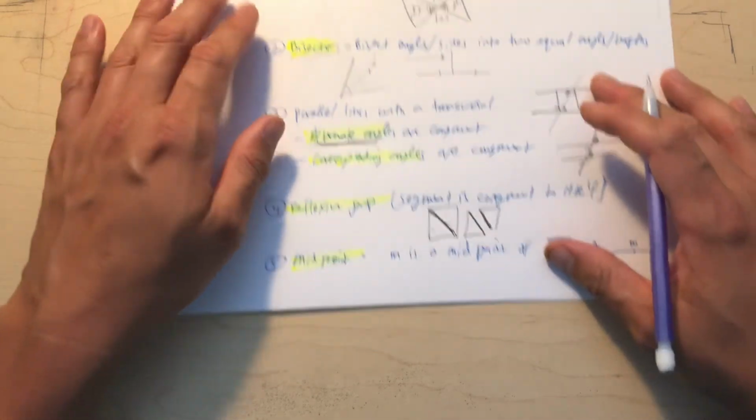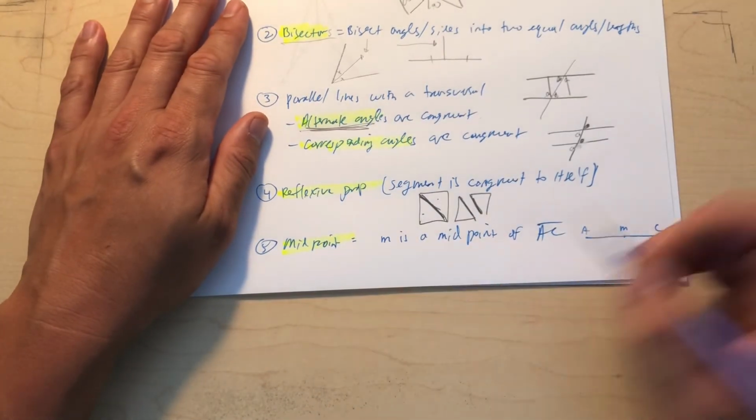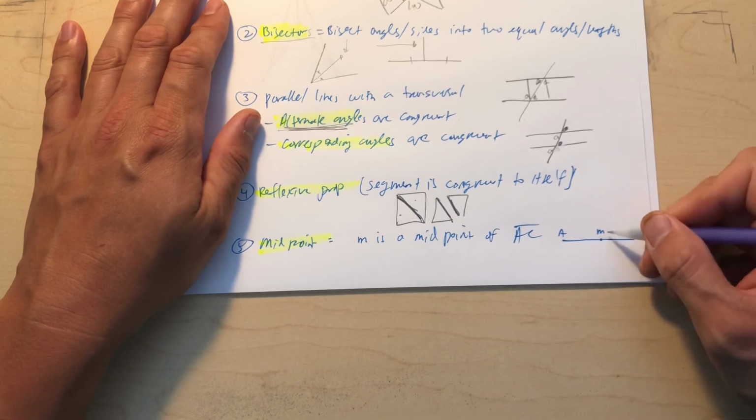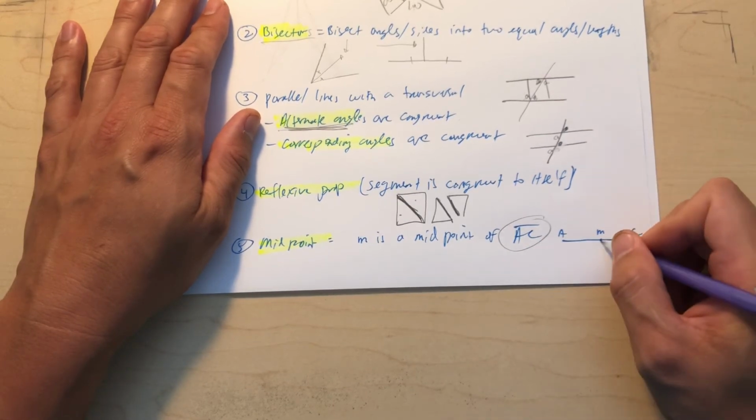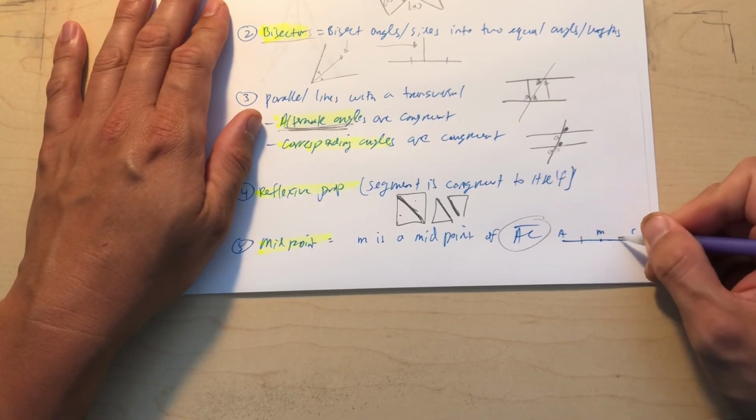Now, not the last one, but midpoint. Midpoint is sort of like if someone's saying, hey, that's the midpoint, and they always refer to a side. So, hey, that's the midpoint between A and C, making those 2 lengths the same.